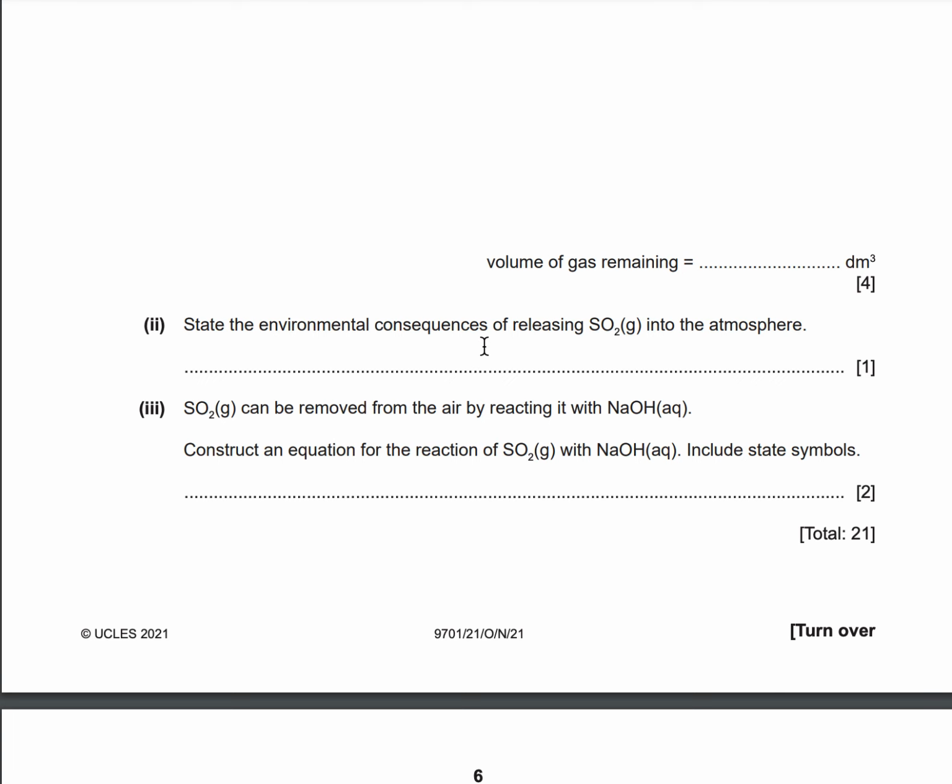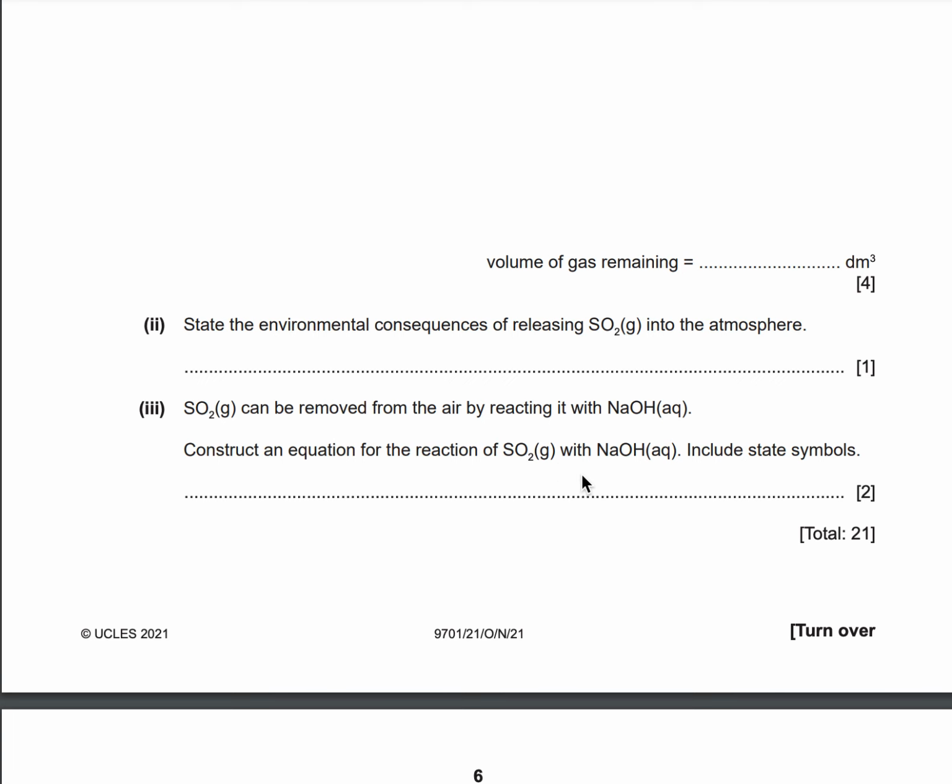State the environmental consequences of releasing SO2 in the atmosphere. So we know that when it combines with water, it forms H2SO4, which results in acid rain, and it's very harmful to our health, buildings and aquatic animals. Now SO2 can be removed from the air by reacting it with NaOH.